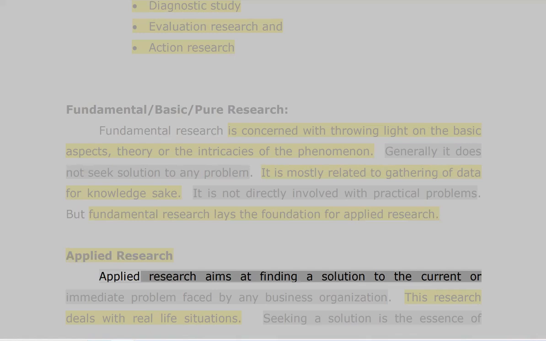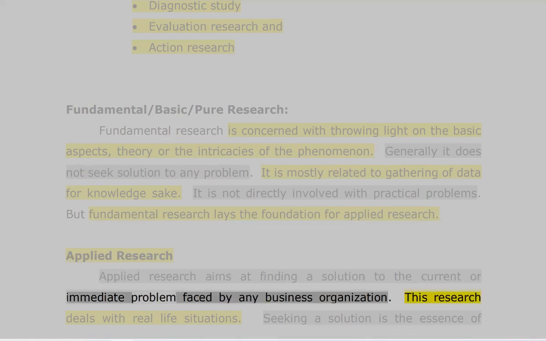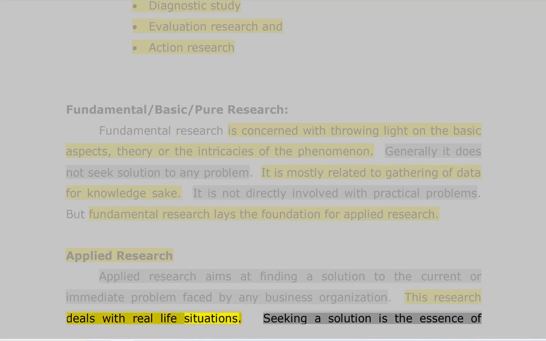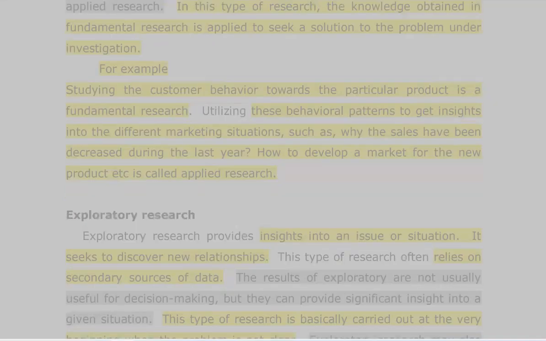Applied research aims at finding a solution to the current or immediate problem faced by any business organization. This research deals with real-life situations. Seeking a solution is the essence of applied research.